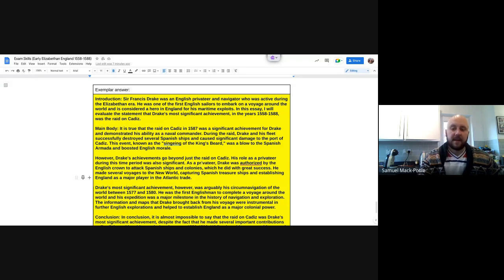However, right, as a privateer, Drake was authorized by the English crown to attack Spanish ships and colonies, and he did this with great success. He made several voyages to the New World, capturing treasure ships and establishing England as a major player in the Atlantic trade. Now, there could be some more specific details there. What Spanish ships did he steal from? There's some big names out there, okay, which you can revise.